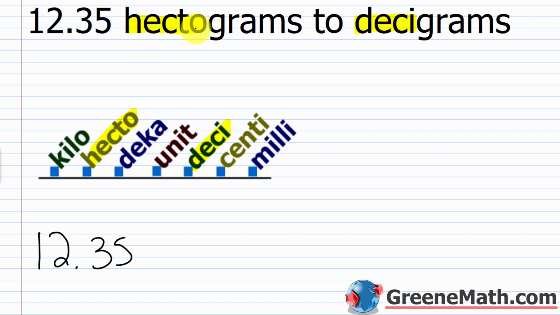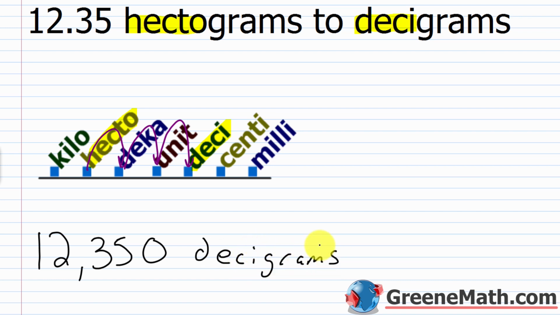So if I'm starting at hectograms and I'm going to decigrams, I just think about, okay, I'm going from hecto to deci. That's 1, 2, 3 places to the right. I just match that with my decimal point. 1, 2, I need to put a 0 in, and then a third place to the right. So let's erase this, and we would have the number 12,350. And then, of course, I'm going to write the units that I want to end up with, which in this case is decigrams. So 12.35 hectograms is the same as 12,350 decigrams.